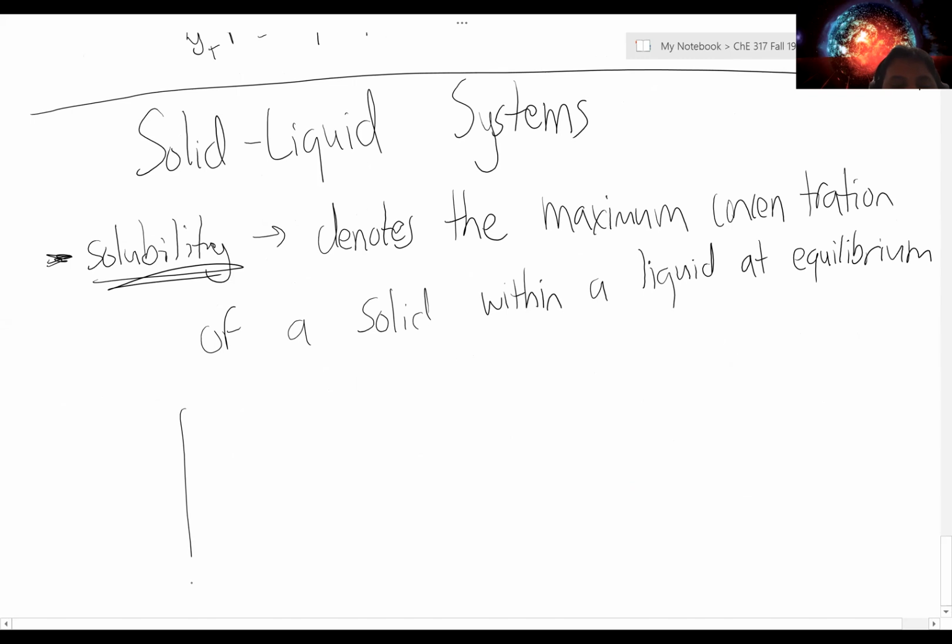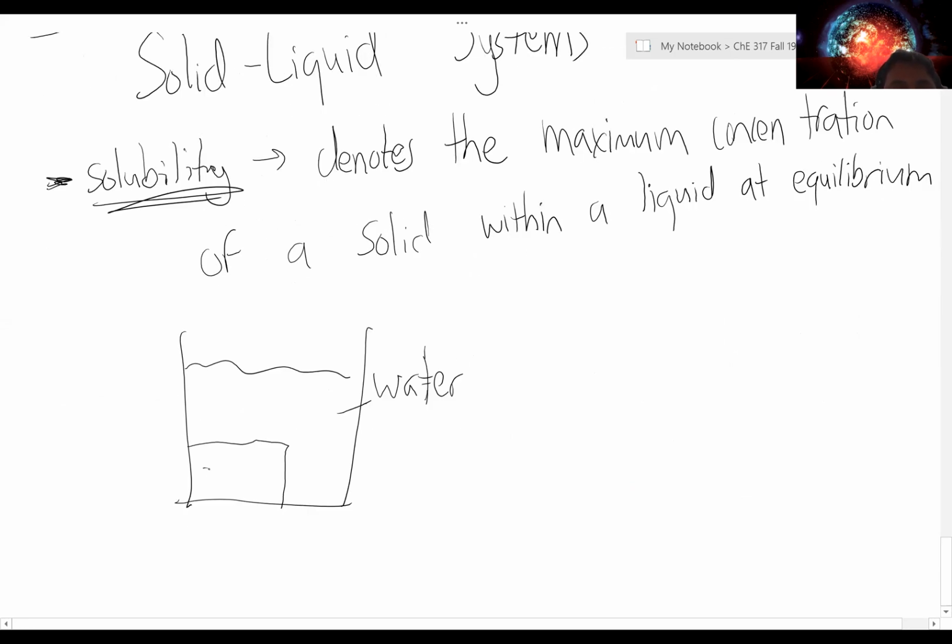And so if I've got, I don't know, a container of water and a giant chunk of salt, the solubility tells us, well, what's the maximum concentration of salt in the water? Or, you know, a sea salt max described. So that basically tells us what's the solubility.